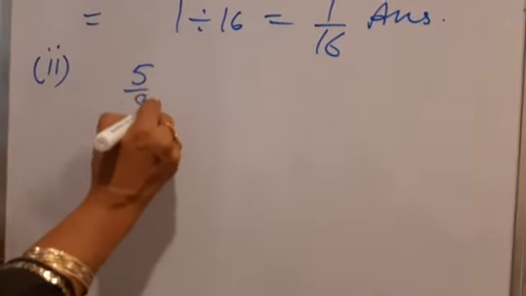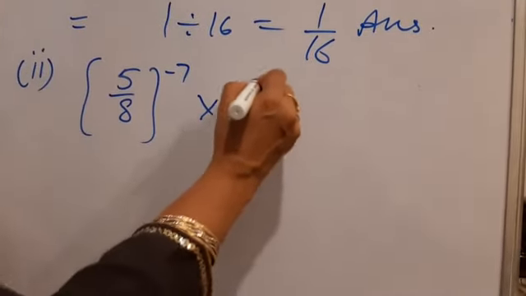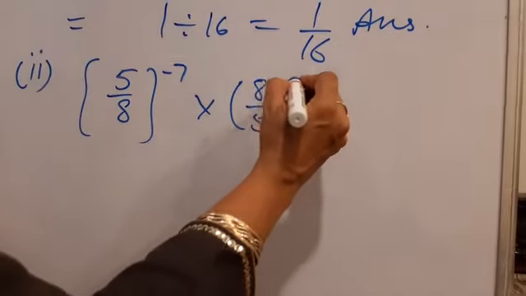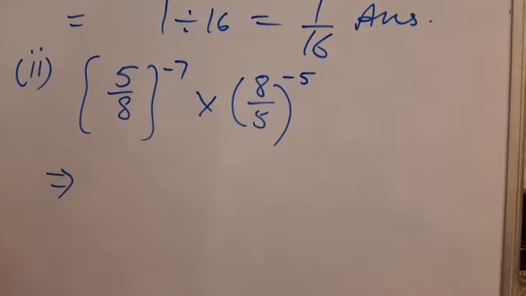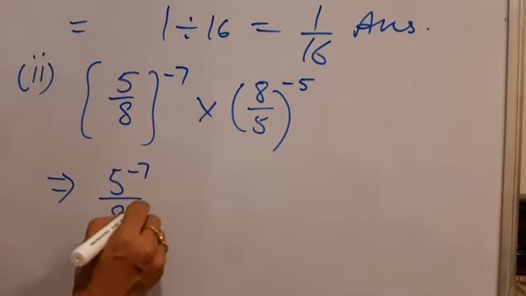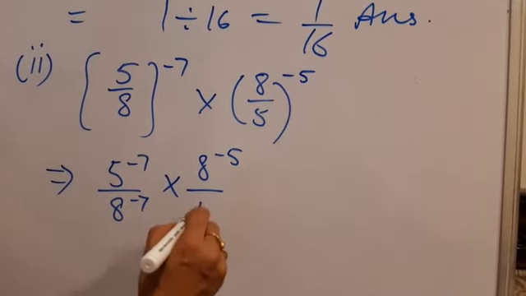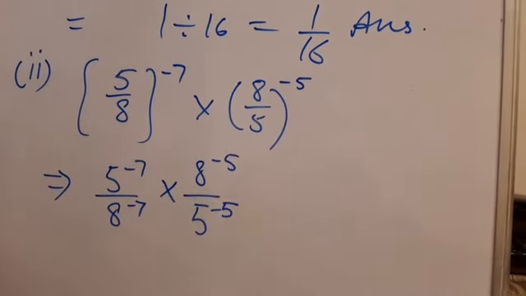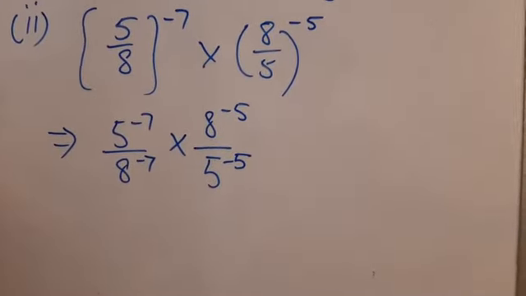5 by 8 raised to power minus 7 multiplied by 8 by 5 raised to power minus 5. Here you can write 5 raised to power minus 7 upon 8 raised to power minus 7, into 8 raised to power minus 5 divided by 5 raised to power minus 5. I have separated numerator and denominator.